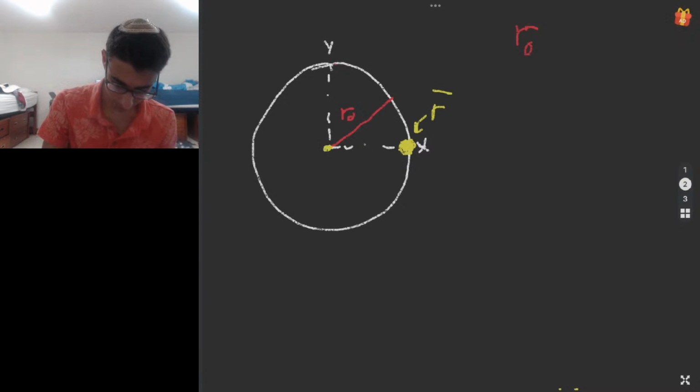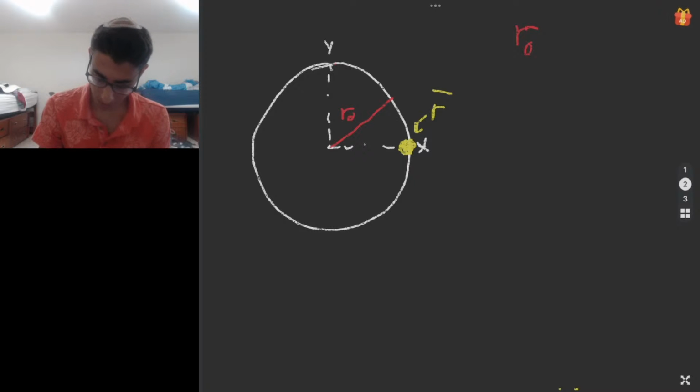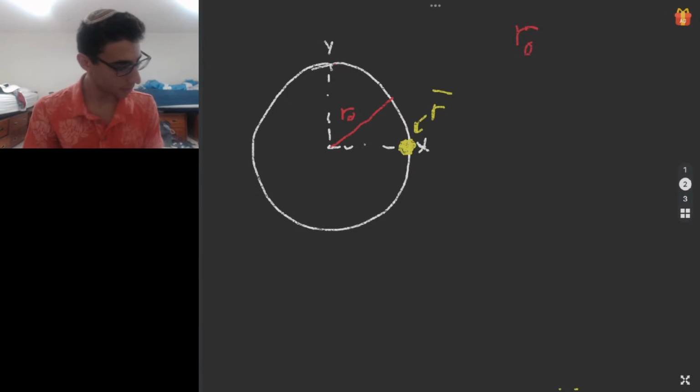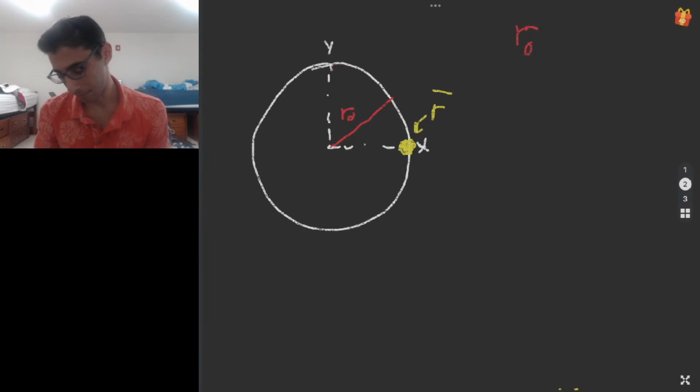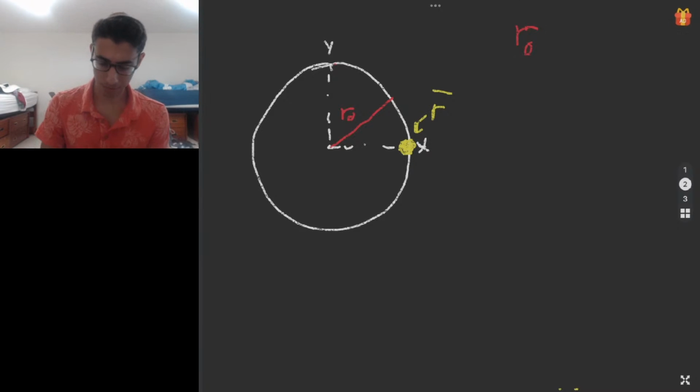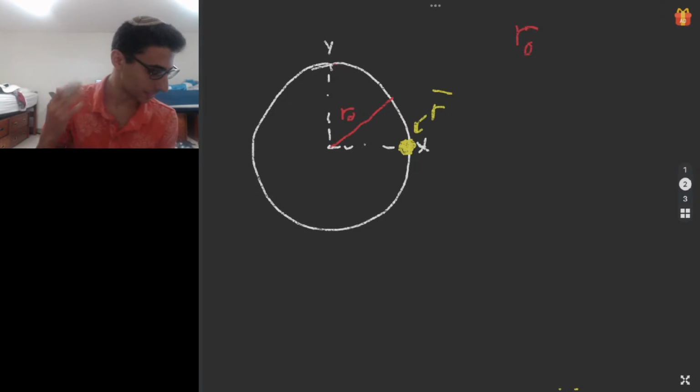Imagine we have this vector position r, and the vector r is flying around our circle with respect to time. It's in motion. You could also think of it as the wheel spinning, but I'm just going to think of it as a particle flying around a center. That's how I prefer to think about it.